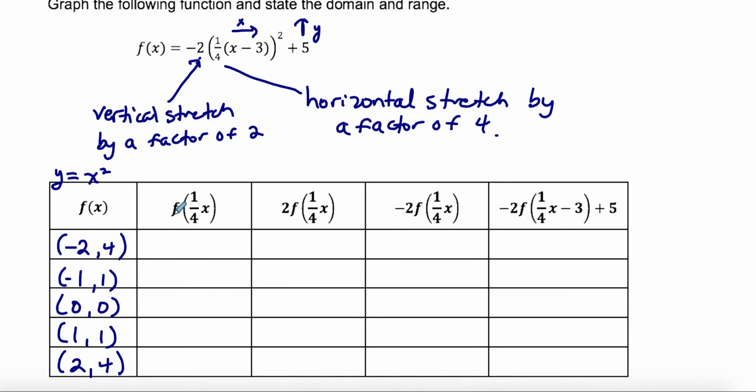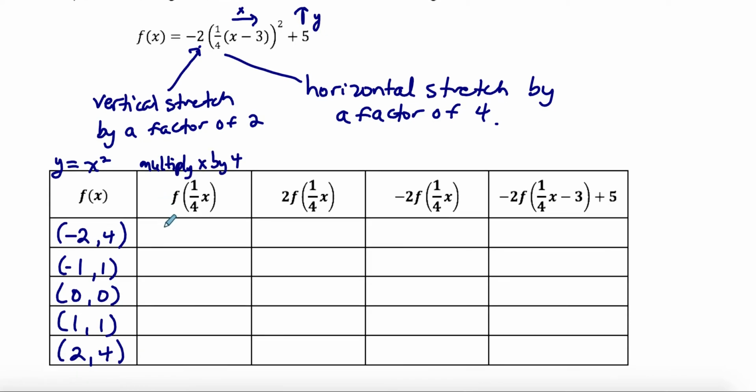So if I take these original points, and I think that this is a horizontal stretch by a factor of 4, I have to multiply the x's by 4. So if I multiply all my x values here by 4, I get negative 8, negative 4, 0, 4, and 8. My y values are going to stay the same for now. Although you could have done both of these at the same time if you want to save some time.